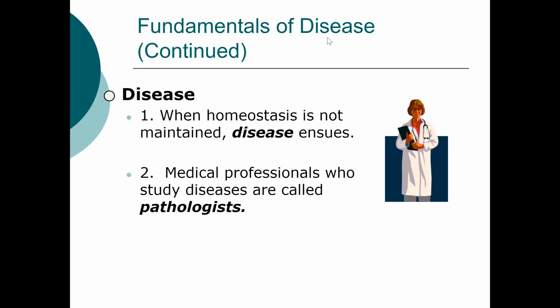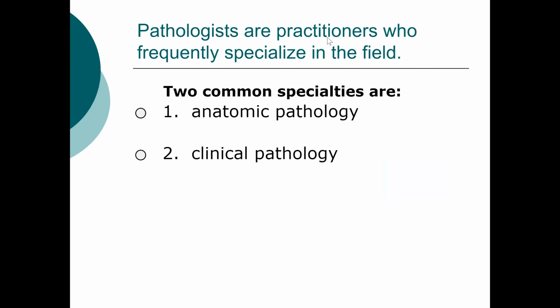Medical professionals who study disease are called pathologists. Now, there are different forms of pathologists. The one we're most familiar with is the forensic pathologist, the ones who, following death, study why someone died, the coroner, what caused this person to drop over dead at their job. Make sense? Two common specialties are anatomic pathology and clinical pathology. We will discuss those further here in just a second.